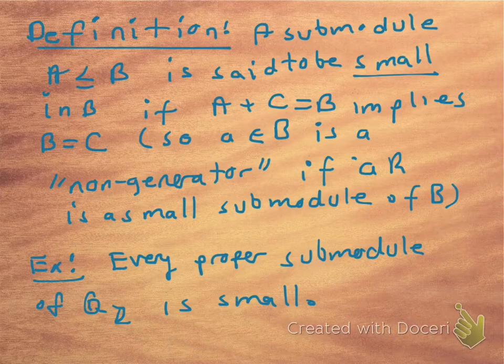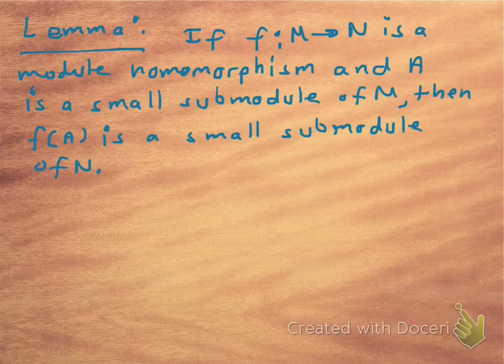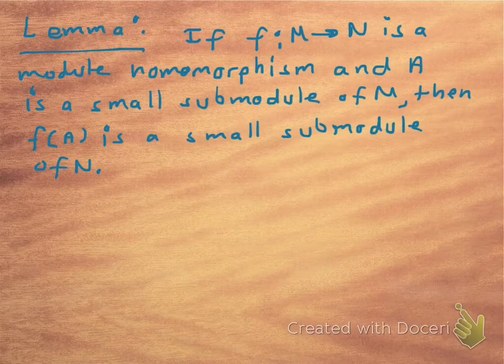Okay, next we are going to give a lemma that will facilitate the proofs of some of the results that we want to do toward the proof of the general theorem. So it is this lemma. It says that the smallness of a submodule is preserved under module homomorphisms. So you take a homomorphism F from a module M into N and a small submodule A of M, then its image is again a small submodule of N.